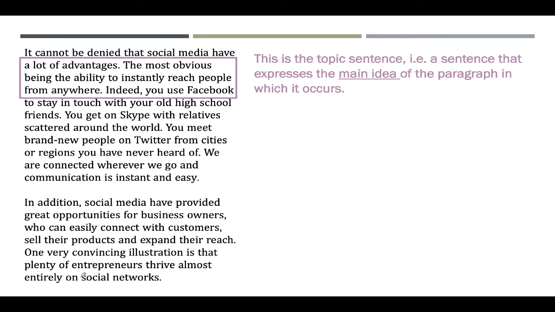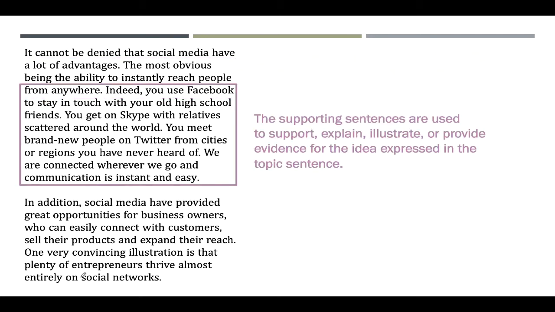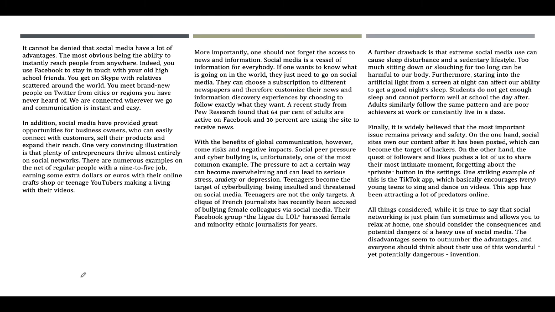A topic sentence should be followed by supporting sentences. And here they are. The supporting sentences are used to support, explain, illustrate, or provide evidence for the idea expressed in the topic sentence. And here you have the development of the main idea of the topic sentence. Here I have the whole body paragraphs and the conclusion of my examples, which is more than 600 words. So I remind you, 250 words, that's enough.